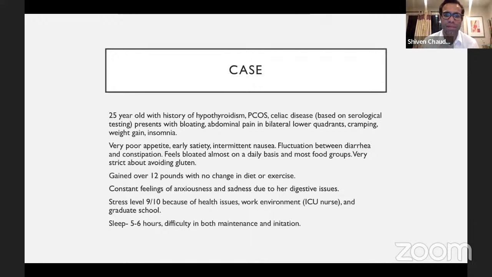She's gained over 12 pounds with no change in diet or exercise. She has a constant feeling of anxiousness, sadness due to her digestive issues. Her stress level is 9 out of 10 because she is actually an ICU nurse, and she's also in graduate school. She's getting her doctorate as a nurse practitioner. Her sleep is pretty bad. 5 to 6 hours is not a healthy amount.